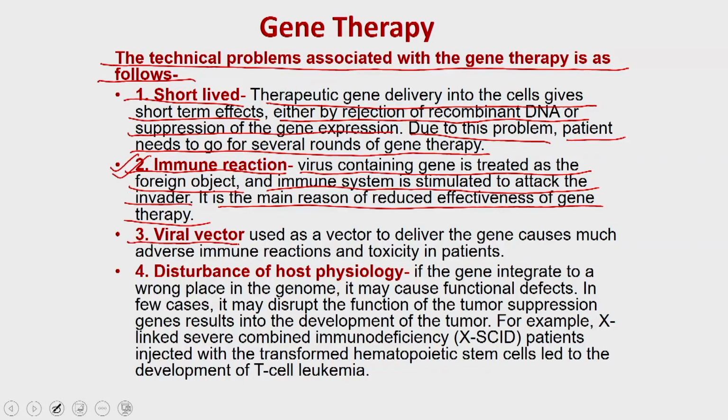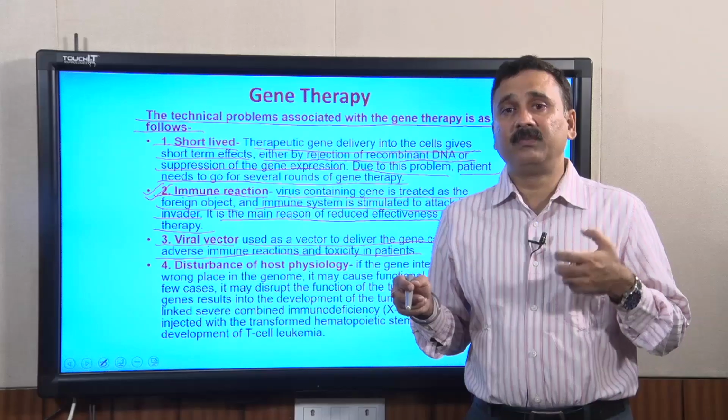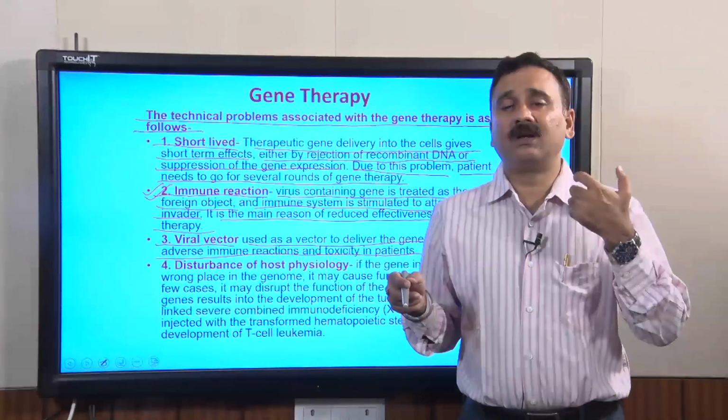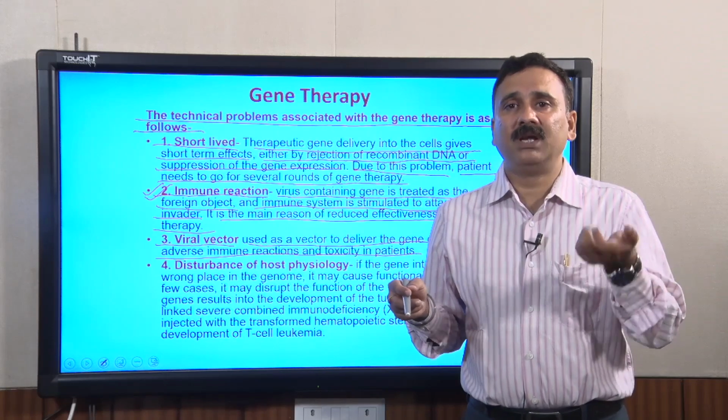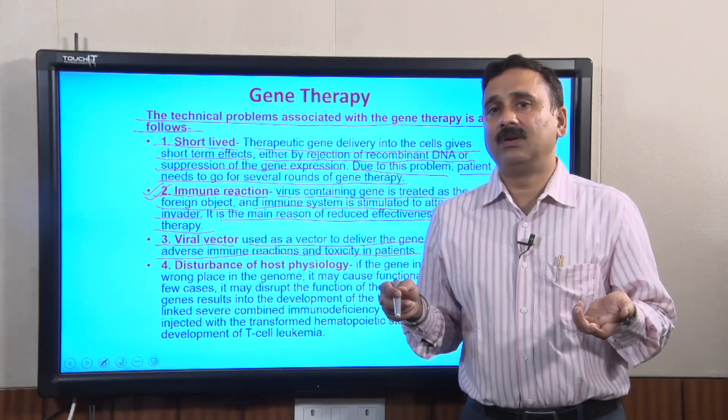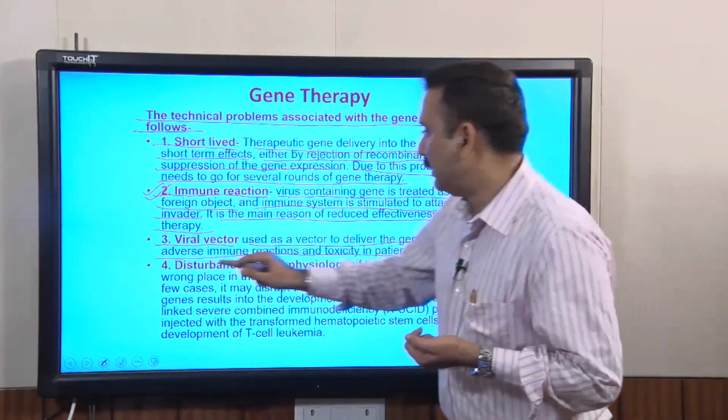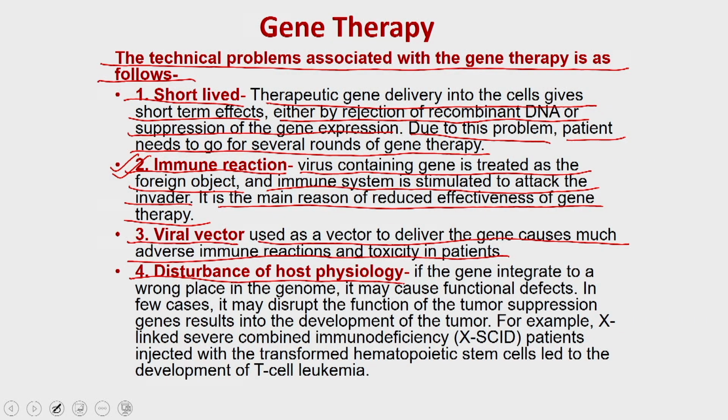Then the third, the viral vectors. The viral vector used to deliver the gene causes adverse immune reactions and toxicity in patients. Some people are very sensitive to the virus as well as viral derived products, and those people are going to show severe anaphylactic shock, and sometimes it may actually lead to the death of that particular individual as well. Number 4, the disturbance of the host physiology, because whatever you are doing is an exogenous thing, it is going to disturb the human physiology.